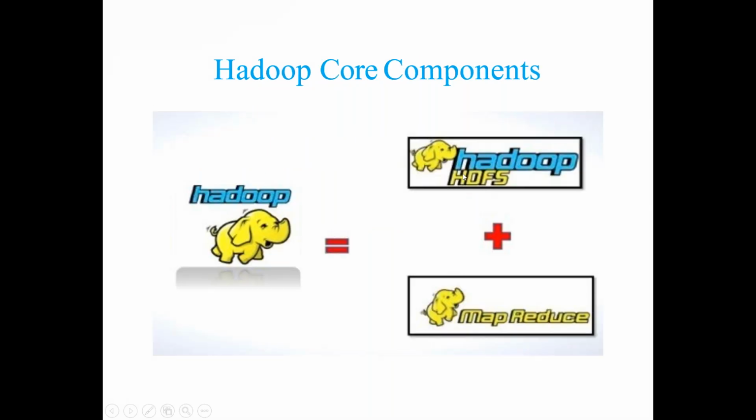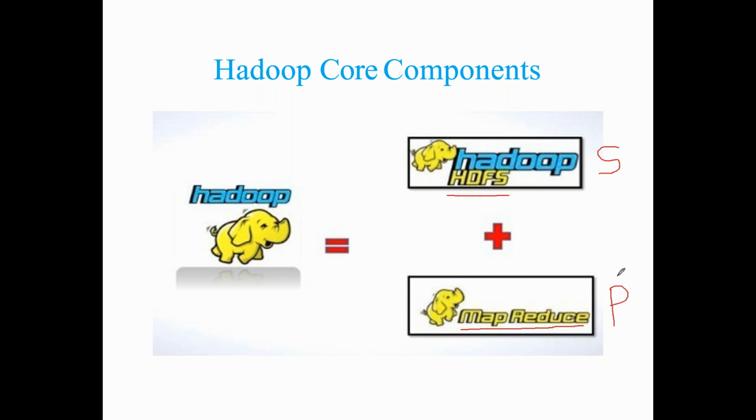So there are two core components in Hadoop, such as HDFS and then MapReduce. What is HDFS? HDFS stands for Hadoop Distributed File System. So this is basically the storage layer in Hadoop. Now when I say storage layer, this is the place where all the big data is stored. And coming to MapReduce, MapReduce is the data processing layer.